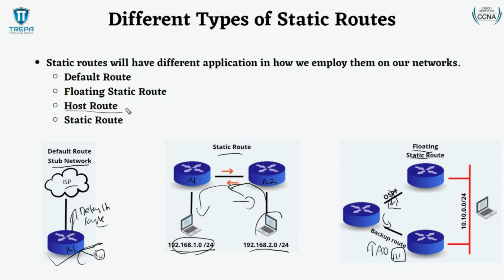And then we have this host route here. This is a very specific route. So essentially, let's say R2 also has a server here that's 10.10.10.4. Instead of making a static route to the whole network, we just make a route just to this exact host. So it would be ip route to this host for this network here.